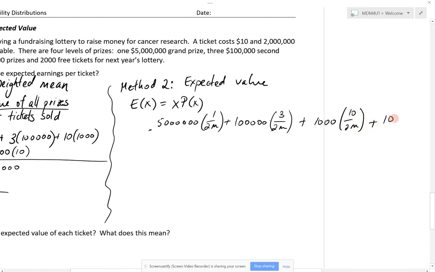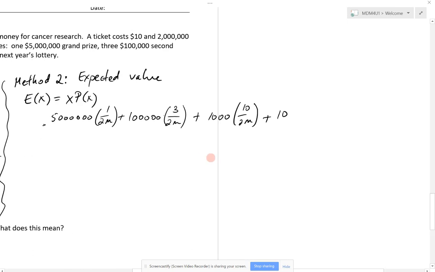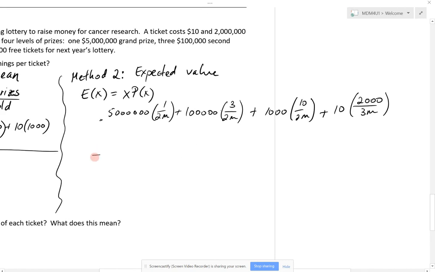Plus 10 for the free tickets. Each free ticket is worth $10, so you have 2,000 free tickets out of 3 million. Okay, and when you add these numbers together, you get the same result.